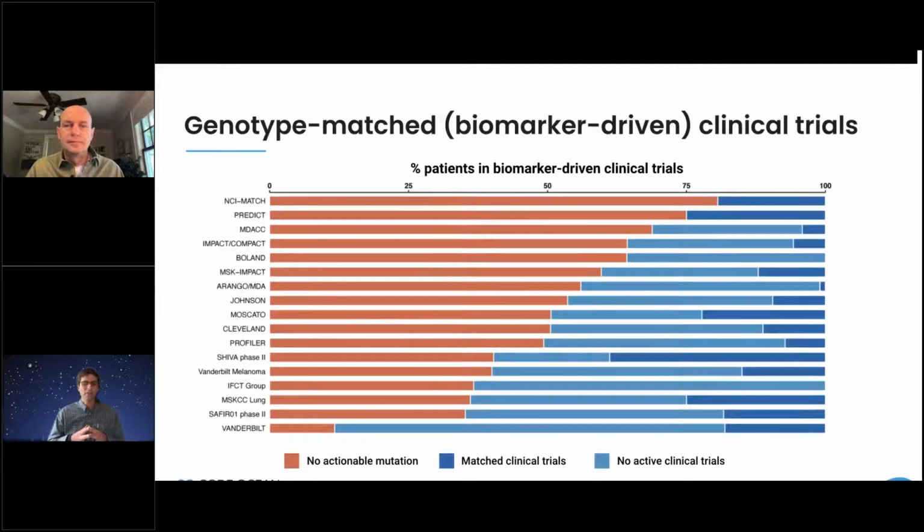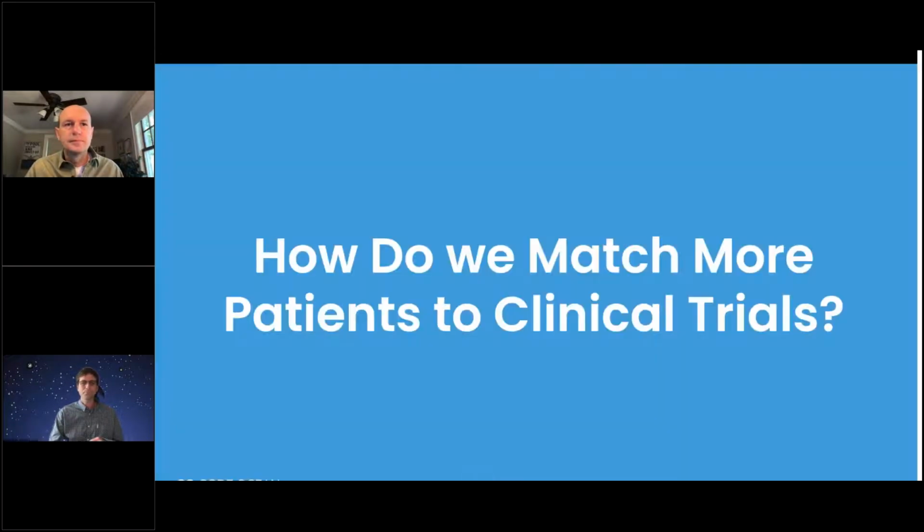And here's a snapshot of the state of the art. Those are all clinical trials that have been performed worldwide, where basically patients were matched to the clinical trials based on the genomic aberrations observed in the tumors. And while some clinical trials were very good at matching patients to trial, you can still see that there is a lot of red. There are a lot of patients who unfortunately do not benefit from this approach.